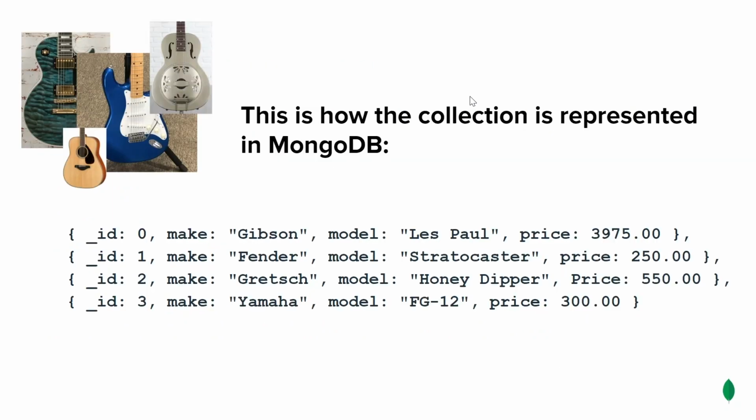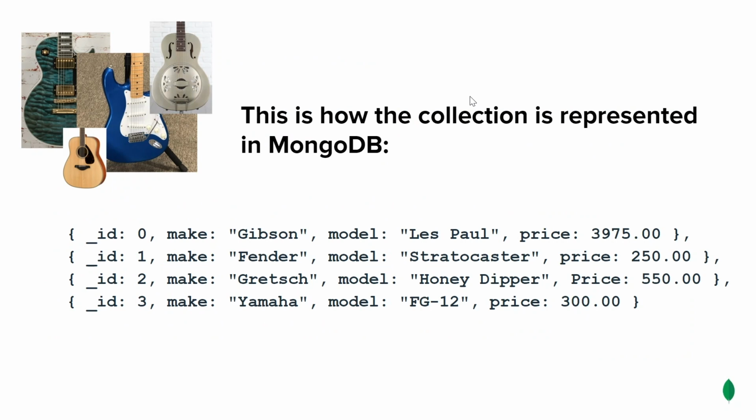Okay. So this is what the collection would look like in MongoDB. We've got, in this example, 4 JSON documents. Each one has the same 4 properties: underscore ID, make, which is a string, model is a string, price is a double.